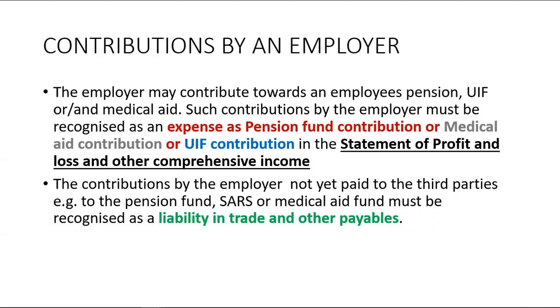Remember, Veritas College is paying me 5,000 Rand. On top of that 5,000 Rand, they can say, you know what? Whatever you contribute for medical aid, we are also going to contribute. Whatever you contribute for pension, we are also going to contribute. Let's say for medical aid, they contribute on a rand-for-rand basis. On a rand-for-rand basis simply means that if I contribute 1,000 Rand to medical aid, they will also contribute 1,000 Rand.